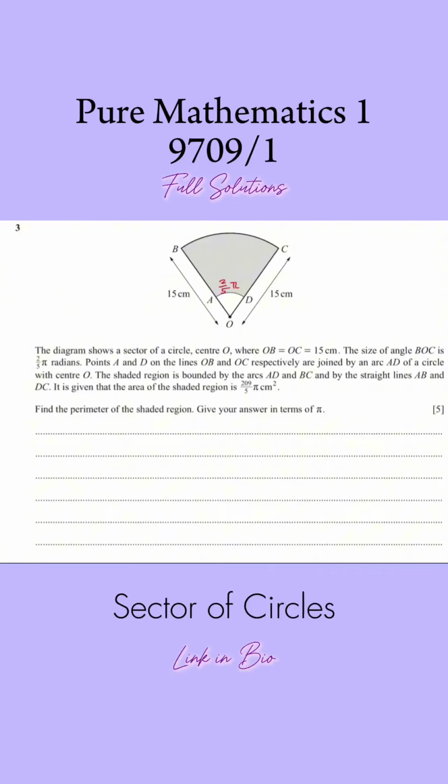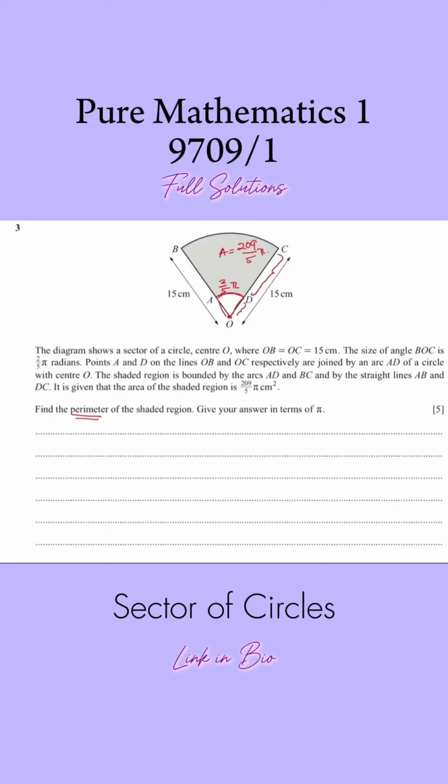of a circle. So this is also an arc of a circle with center O. The shaded region is bounded by the arcs AD and BC and by the straight lines AB and BC. It is given that the area of the shaded region is 209/5 pi. The question asks you to find the perimeter. Obviously, for the perimeter, you will be needing this length.